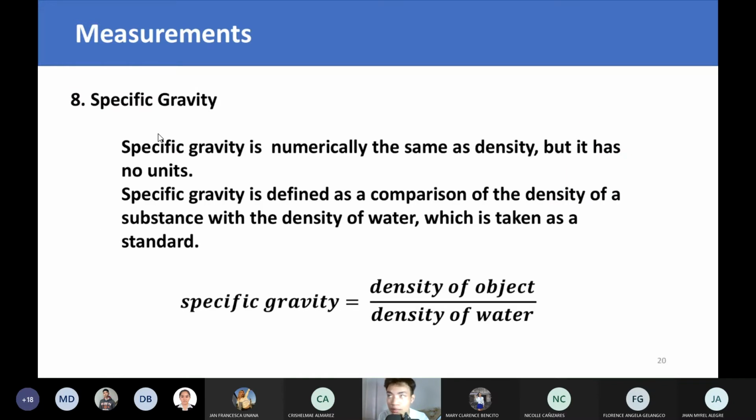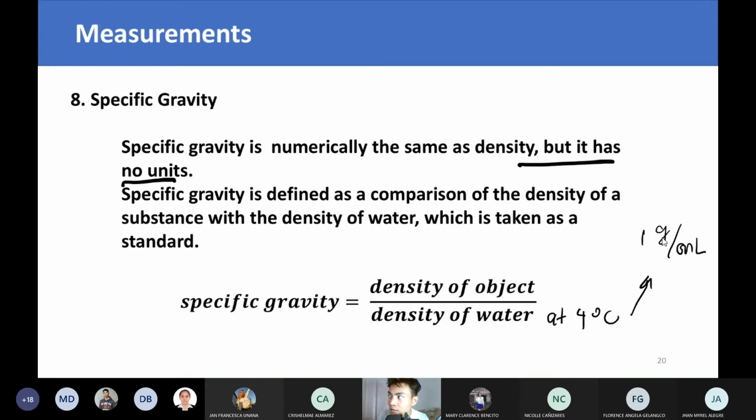Specific gravity, this is similar with density. Ang difference lang ay walang unit. Bakit siya naging similar with density? Because specific gravity is the density of the object divided by the density of water at 4 degrees Celsius. At 4 degrees Celsius kasi, the density of water is exactly 1 gram per ml. So, imagine mo, yung number na to, divide mo by 1, edi yun din yun.